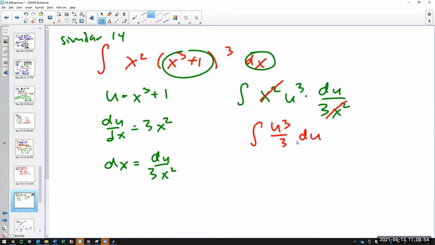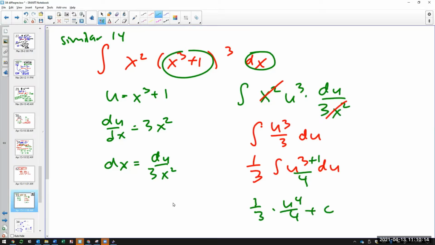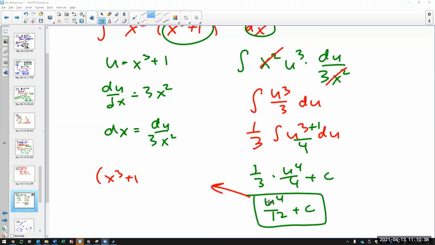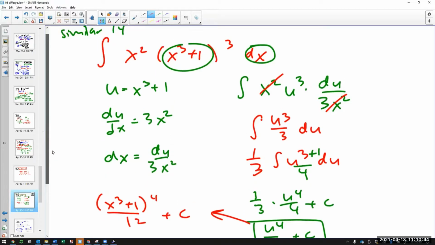But this is really hard to work out. So do you remember we pulled out all of our scalars first? And then you say, is this an easy antiderivative or something on my formula sheet? It is an easy antiderivative. You add 1, divide by 4. This is 1/3 times u to the 4 over 4 plus c. So guys, then you put the u back in. And this is an answer to a similar problem. Your answers will be similar, but not exactly.